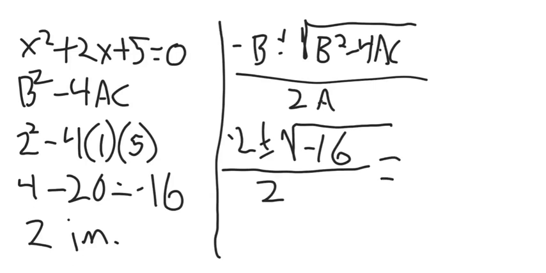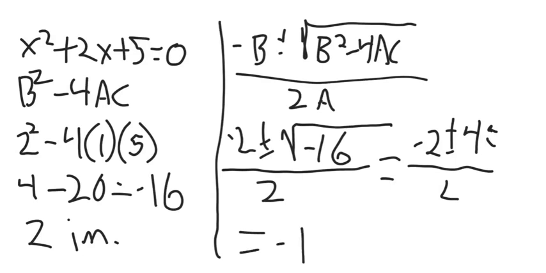So this is negative 2 plus or minus, well, what is the square root of negative 16? Well, the square root of a negative number is imaginary. So how I think of it is that we ignore that negative and just do the square root of 16, which happens to be 4. And then to consider that, we have the square root of negative 1, which is i. So we have negative 2 plus or minus 4i all over 2, or negative 1 plus or minus 2i.